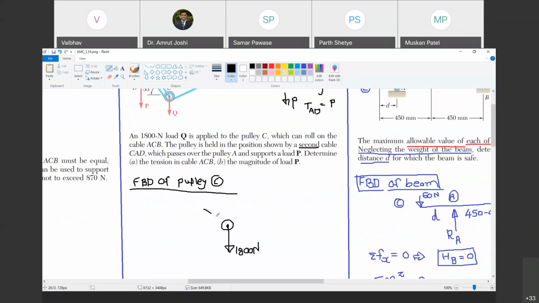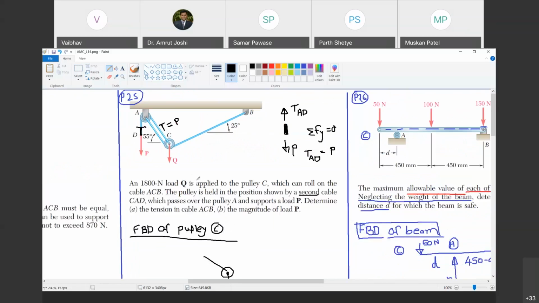So as I have called this T, I will call it T1 and T1. T1 is nothing but tension in string AC, T_AC. And since that is a tension, I have shown the arrow going away from the pulley.